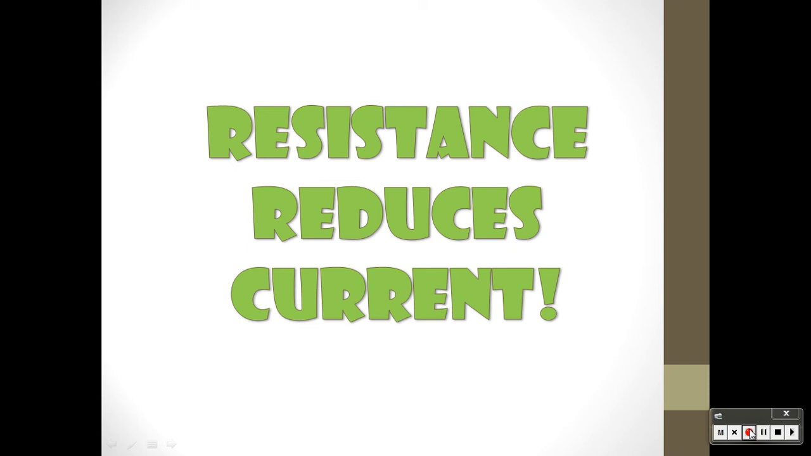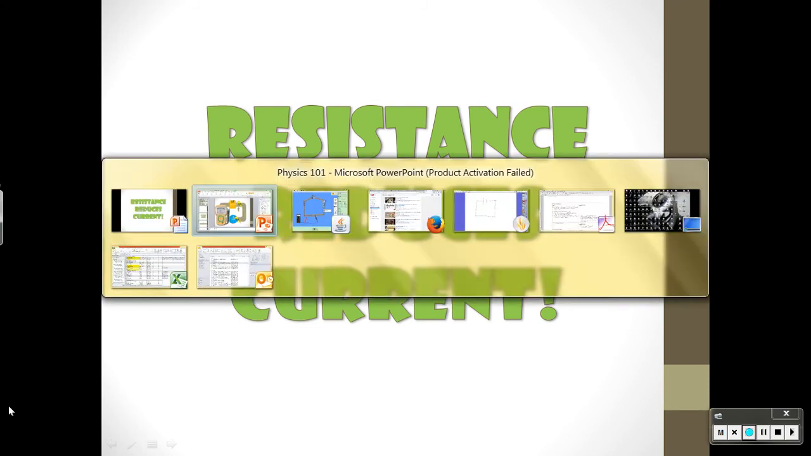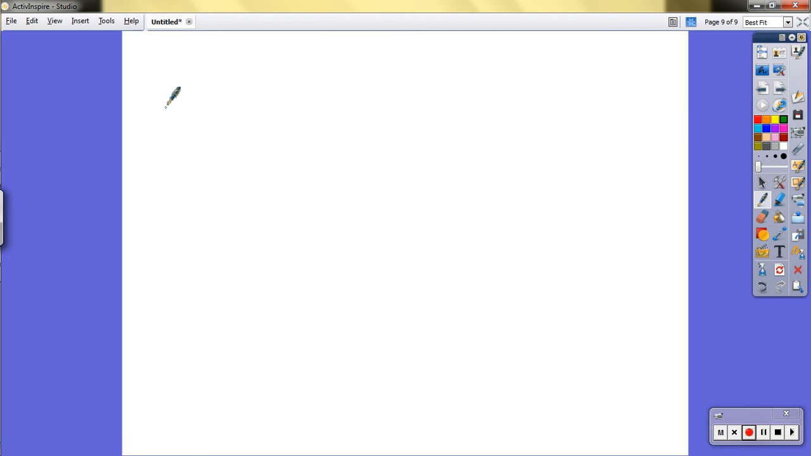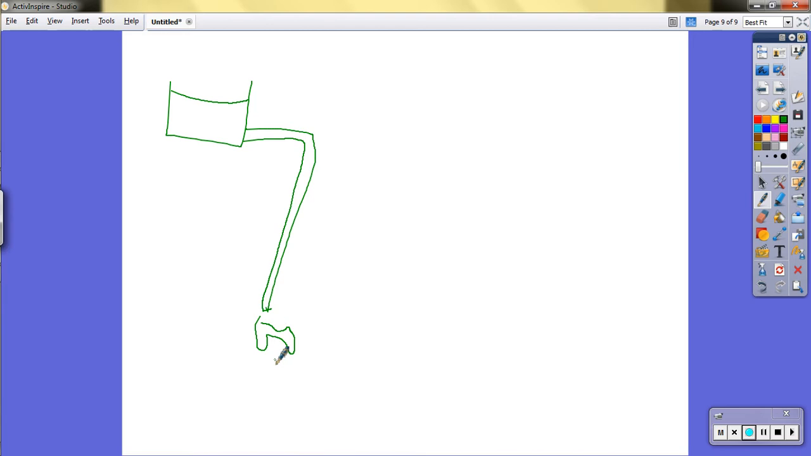So think water in a pipe. Let's say you had a bucket up top full of water, and you had a pipe pouring the water onto your head. Alright, and this is you. Resistance is anything in that pipe that will slow down the flow of water.